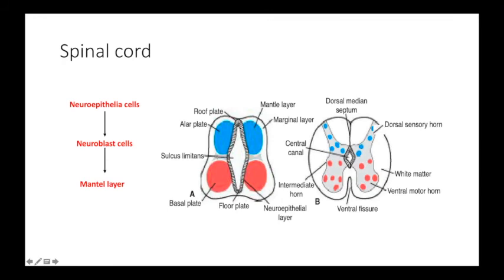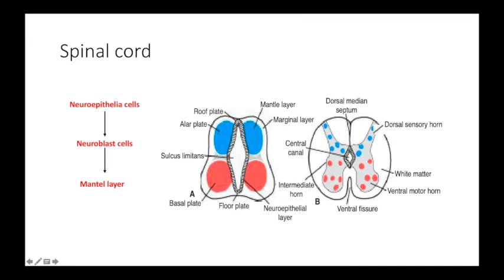The dorsal and ventral midline portions of the tube, known as the roof and the floor plates, do not contain any neuroblasts. They serve primarily as a pathway for nerve fibers crossing from one side to the other.